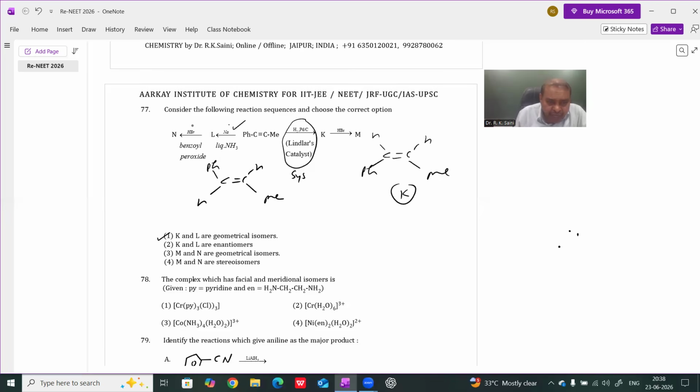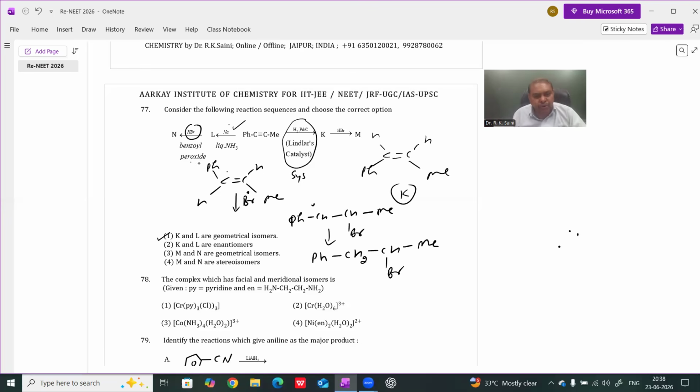Now, we add HBr in presence of peroxide. When peroxide and HBr are present, there is formation of a free radical, and hence after addition of bromine free radical, it changes into phenyl, CH with an odd electron, CHBr and Me. And after addition of H, the final product is Ph, CH2, CHBr, Me. After addition of HBr in presence of peroxide, this is the final product, or it is N.